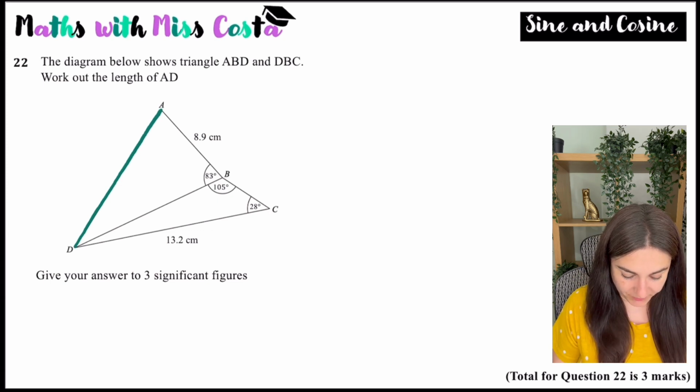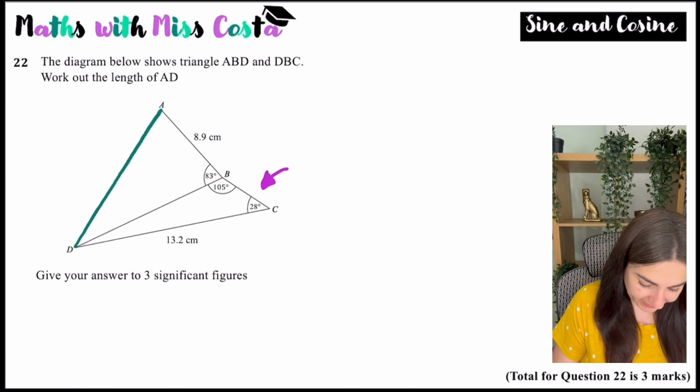Okay, so the triangle that I have the most information for is this one here, and that makes sense because in the exam they're not going to just give you everything and give you a useless triangle. So let's start with this one here.